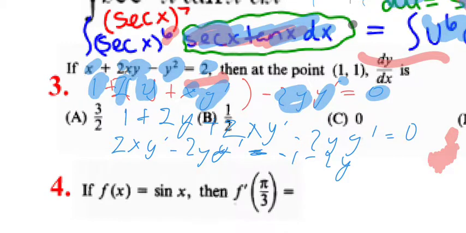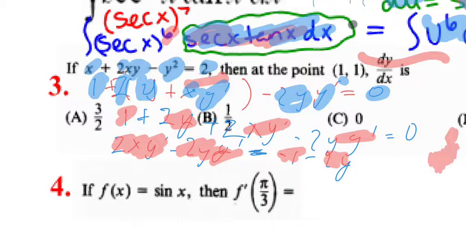I pretty much did what I said I was going to do. This had a y prime, this had a y prime, so I left them here: 2xy prime minus 2yy prime. And then the 1 and the 2y, because they didn't have a y prime, I moved to the other side, so negative 1 and negative 2y on the other side. Now I'm going to divide both sides by whatever this is when I factor out a y prime, which will be 2x minus 2y.